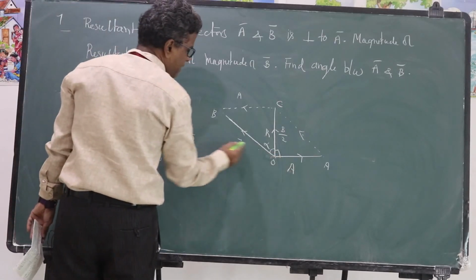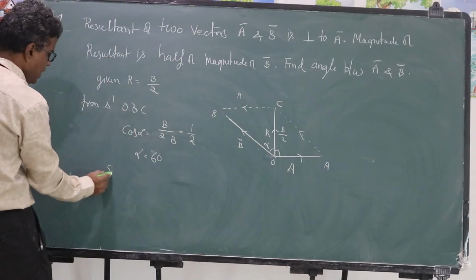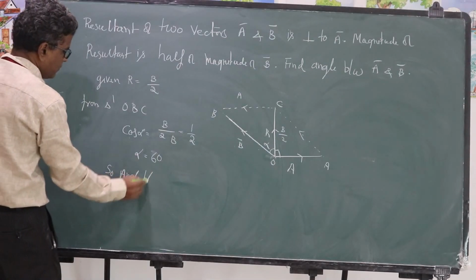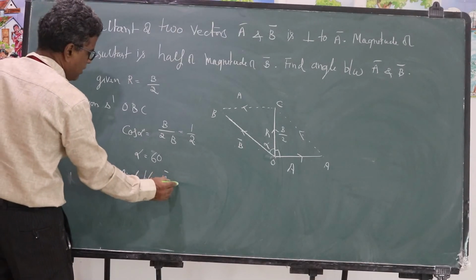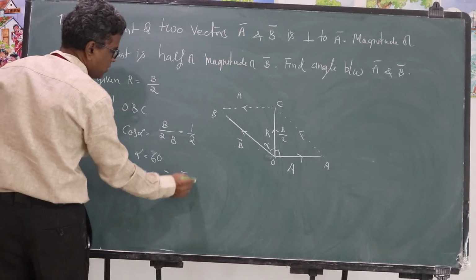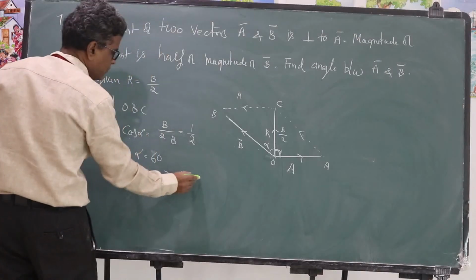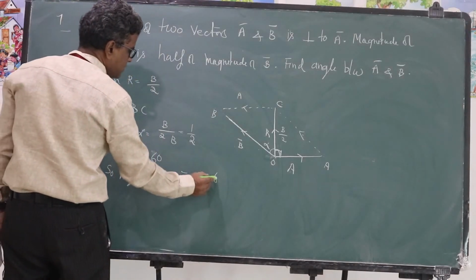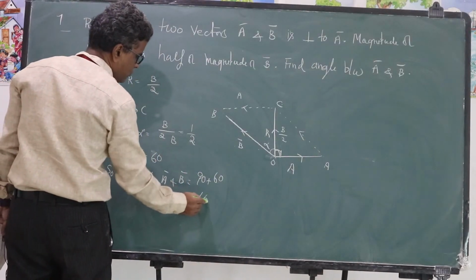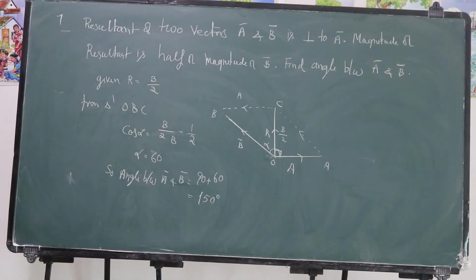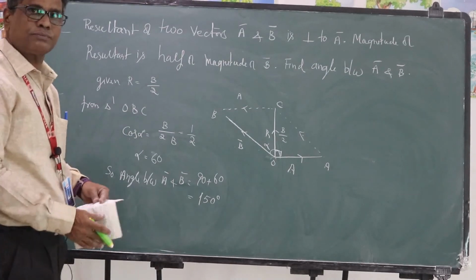Then what is the angle between A bar and B bar? The angle between A bar and B bar is 90, that is given, plus 60. So 90 plus 60 gives 150. So that is the answer. The angle between A bar and B bar is 150.